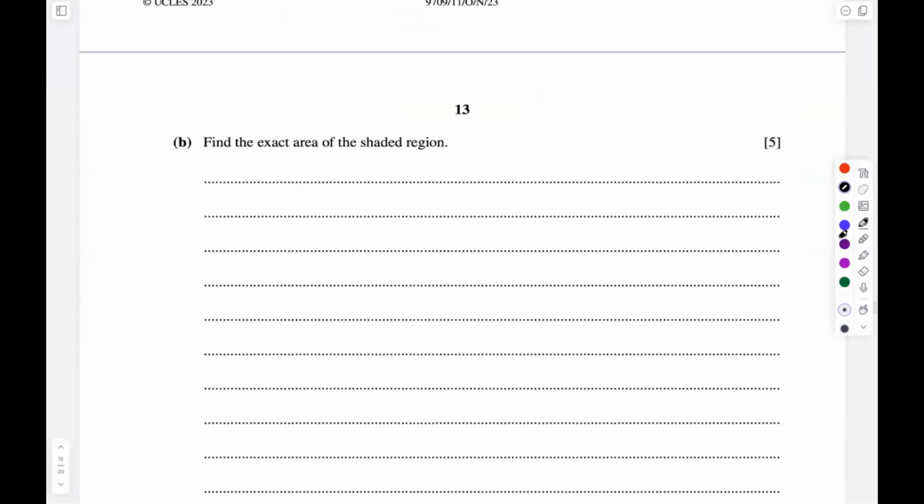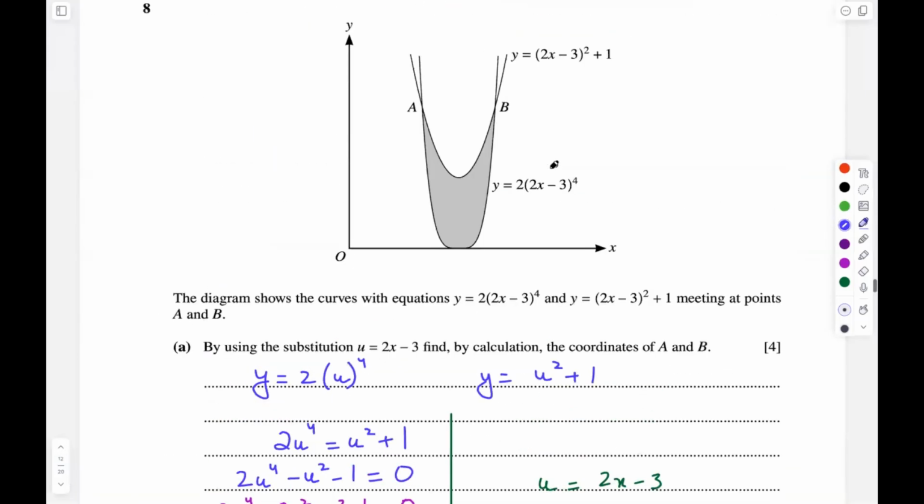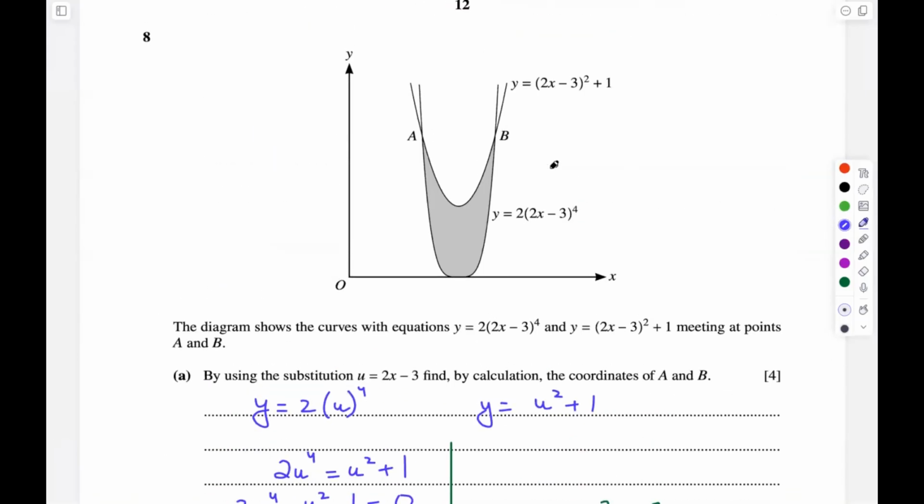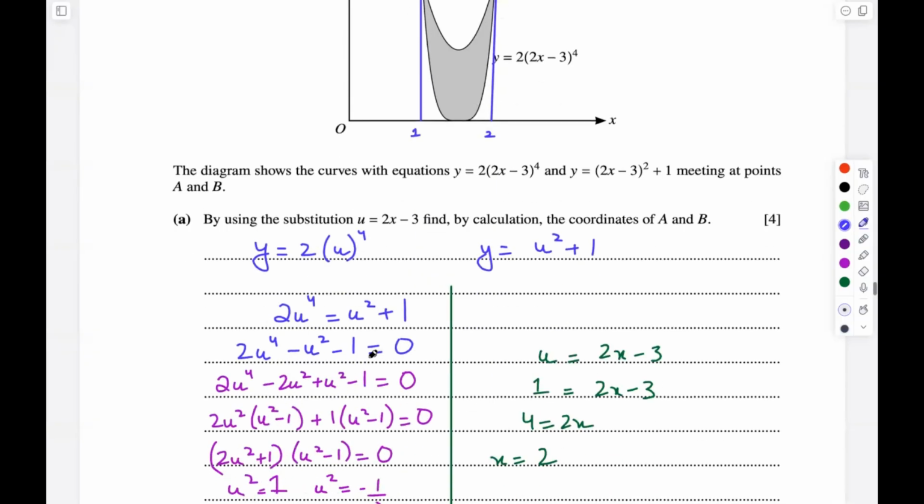In part B, we have to find the exact area of the shaded region. Now, to find the area of the shaded region, we'll have to find the area under the graph of the equation y equals (2x minus 3) whole squared plus 1. So first we'll find the area under this region, then find the area under the region of the equation y equals 2(2x minus 3)^4, and then subtract the two areas. We already know that the x coordinates of A and B are 1 and 2. So we already have the limits as 1 and 2.